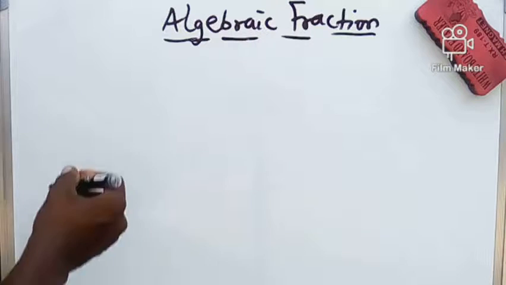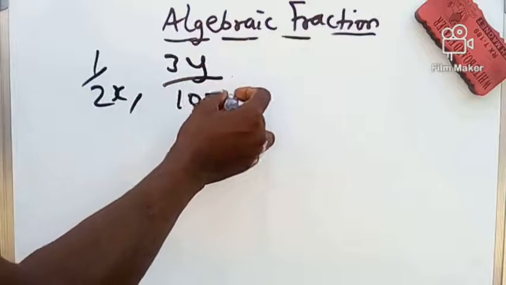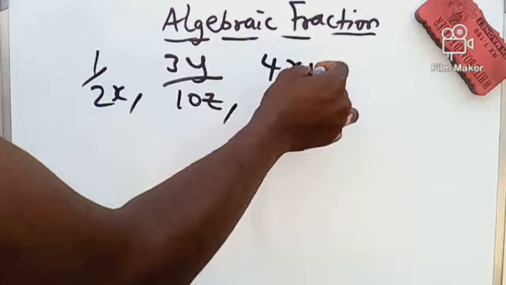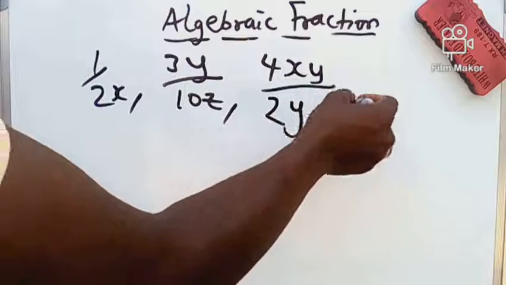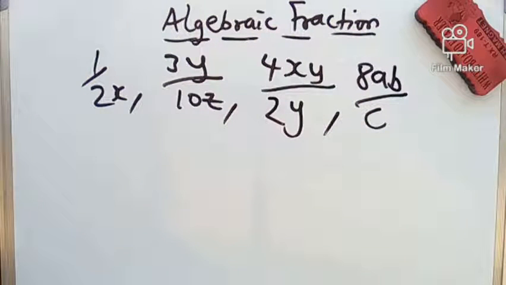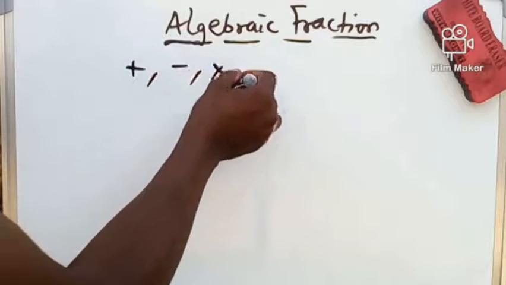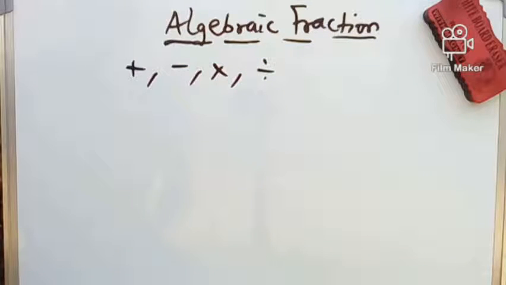Examples of algebraic fractions include 1 over 2ax, 3y over 10z, 4xy over 2y, 8ab over c. As far as it contains alphabet, we don't care about the number of alphabets it contains, but once there is presence of alphabet in a given fraction, then what you have is called an algebraic fraction. Next, let's take a look at some arithmetic operations such as addition, subtraction, multiplication, and division involving algebraic fractions. But before we talk about that, let's start off with the variables.